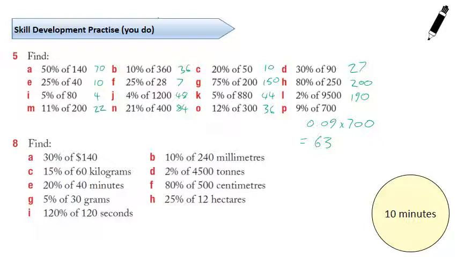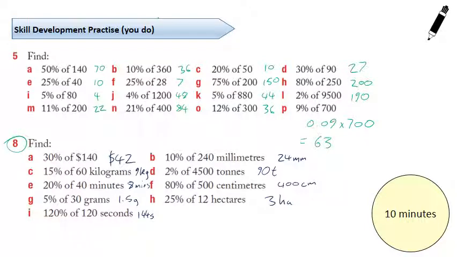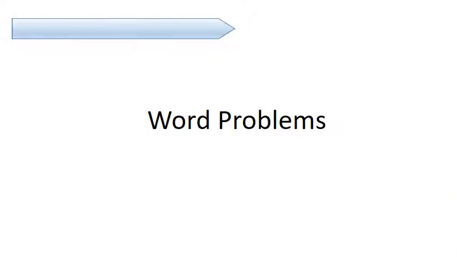So try question 8 down below here as well. All right, have a look at those answers there. Just make sure you got them correct. If not, go back to the 2 steps, convert to a decimal, times by the number, and just work out where you may have made a small mistake.